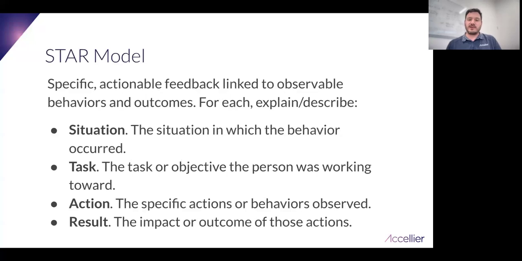So for each of these points, you describe the situation. That's the setting where the behavior occurred, or what they did in the task, or what their assignment was, for example. The task or objective that they were working towards, so what they needed to actually achieve, the actions or behaviors that you observed, and then the impact or outcome of those actions. So I'll show you an example of the STAR model in action. This is a way of moving beyond the PIP sandwich, the feedback sandwich.